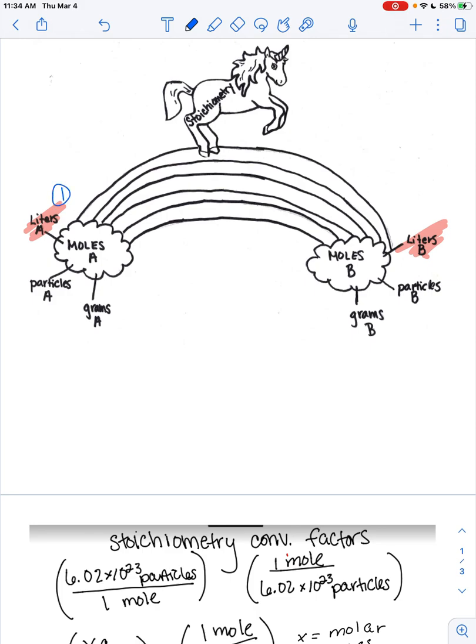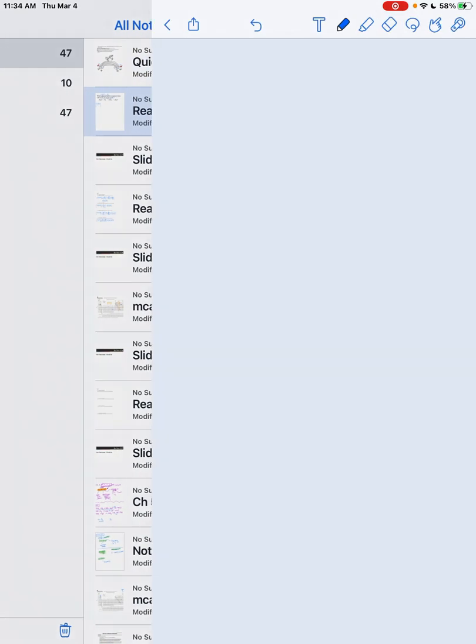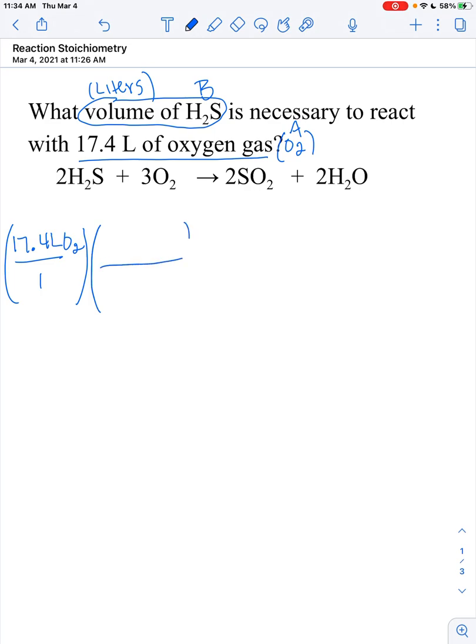We need one factor for liters of A. Then we go to moles of A, so that's our second factor. Moles of B is our third factor. Liters of B is our fourth factor. So we need 4 factors here. We then take our units. So here we have liters of O2, and we put those on the bottom. So whatever unit you have on the top of one factor always goes to the bottom of the next. So we'll put liters of O2 down at the bottom.